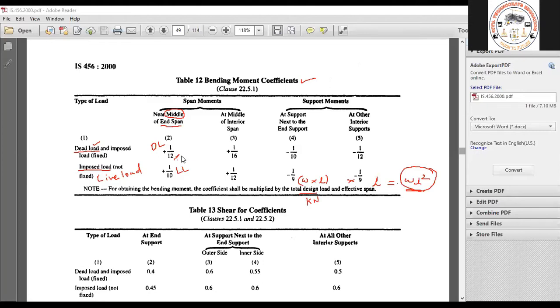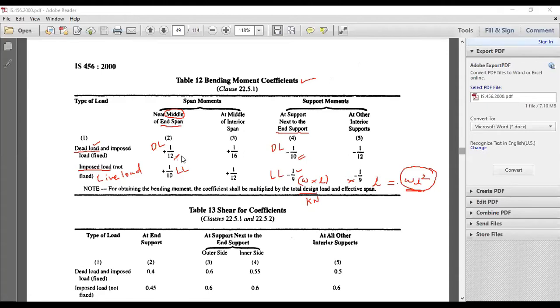Now we will see at the support for the end span. At the support next to the end support, what is the dead load coefficient? It is minus 1 by 10. And what is the live load coefficient? It is minus 1 by 9. So remember, 1 by 12 and 1 by 10 are at the middle of the end span, and at the support next to the end support it is minus 1 by 10 and minus 1 by 9.